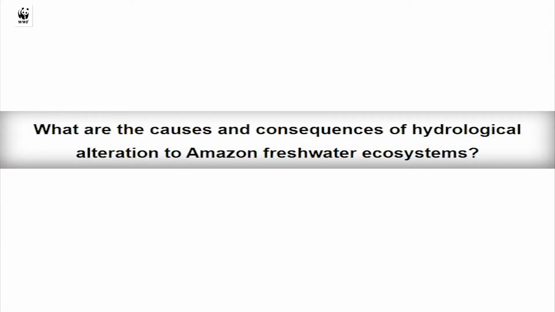So in this presentation, we are addressing the fundamental questions of what are the causes and consequences of hydrological alteration to Amazon freshwater ecosystems. This is the most important question because even though freshwater ecosystems are very vulnerable to changes in hydrology, this question pretty much remains unanswered.